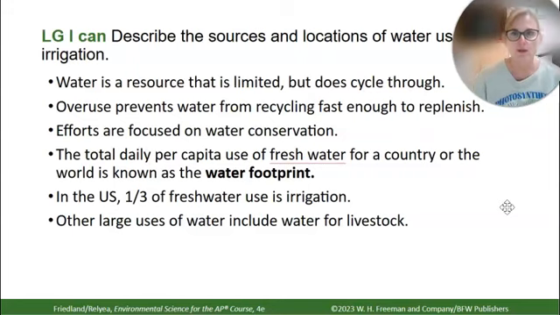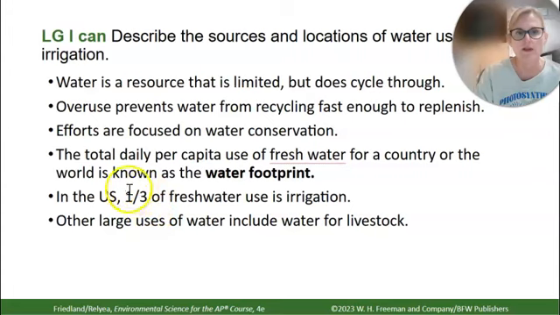And then if we overuse water in general, whether it's groundwater or surface water, we can use it faster than the water cycle through precipitation can recharge it. And in that way, we have to focus on water conservation. Okay, the total daily per capita, the word per capita means per person, for a person is called a water footprint.